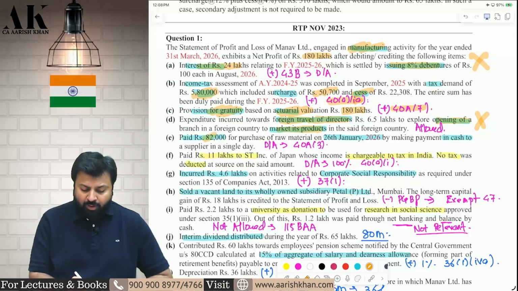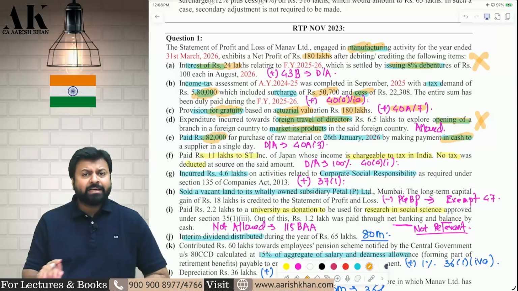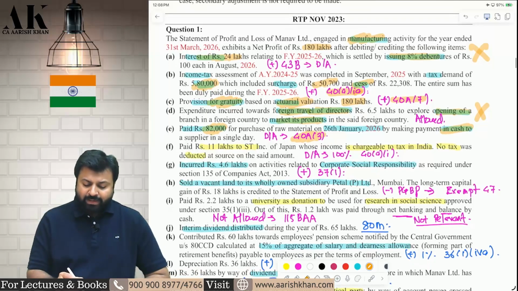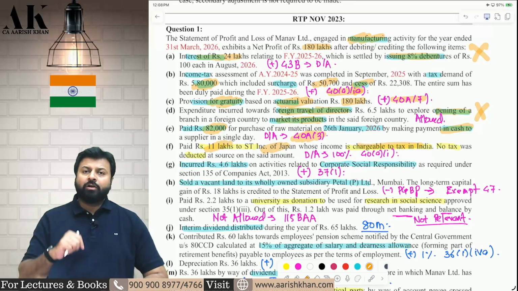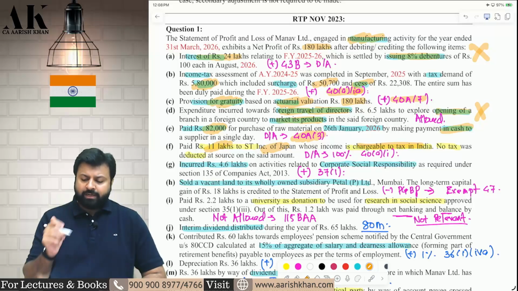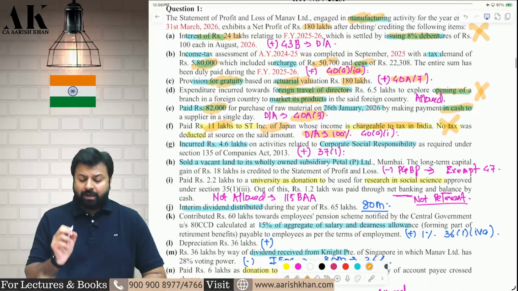Then you are purchasing some raw material of 82,000 rupees, and you are making the payment in cash, not allowed. More than 10,000 rupees in cash, not allowed. Therefore, this 82,000 will be disallowed under 40A(3). Next one, you are making a payment of 11 lakh rupees to a Japanese company whose income is chargeable to tax in India. So, if a non-resident or foreign company's income is chargeable to tax in India, you need to deduct TDS. Now, you have not deducted the TDS, therefore 100% of the expenditure will be disallowed in that case.